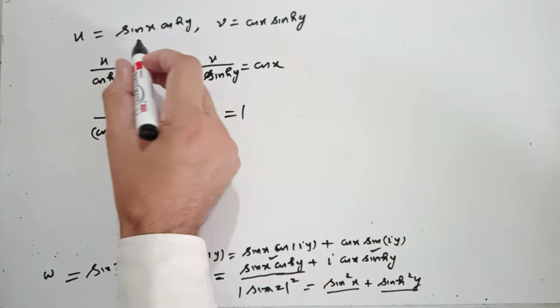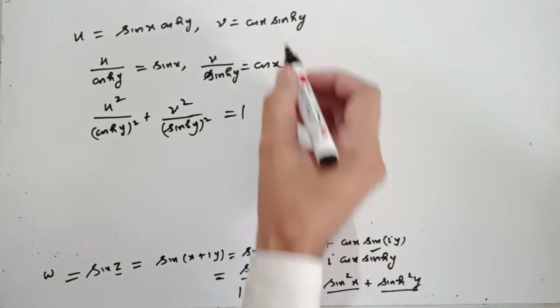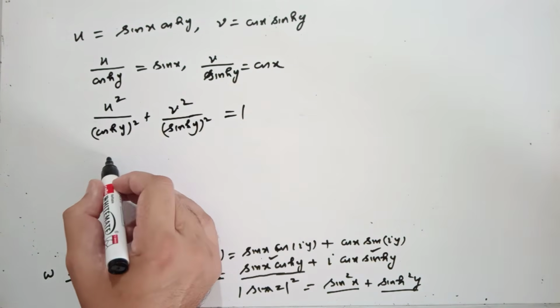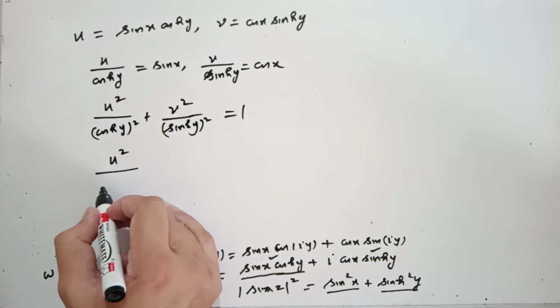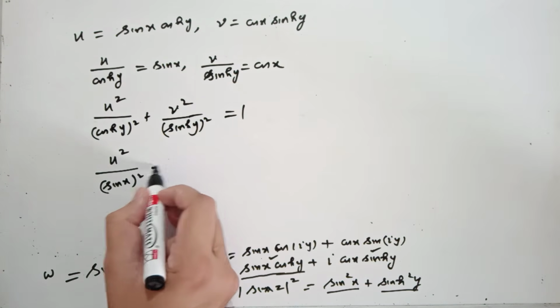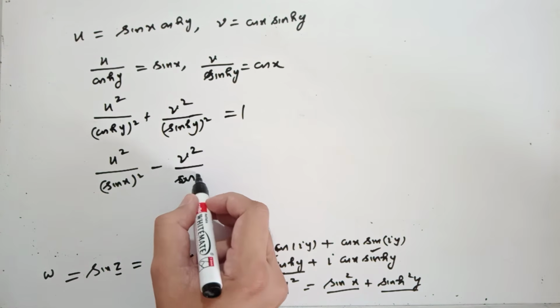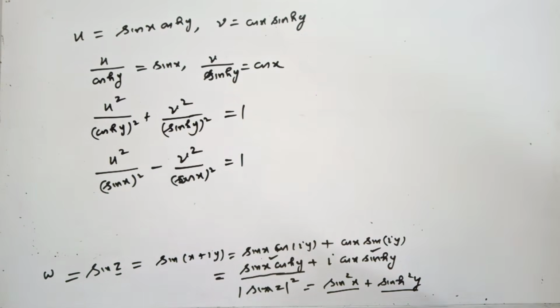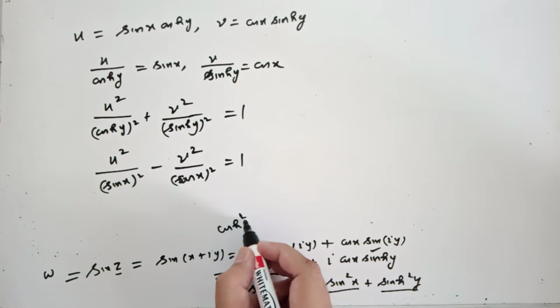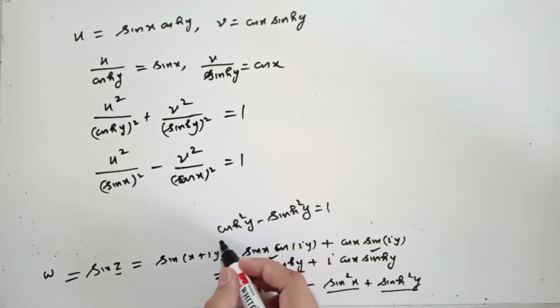Likewise, if I separate u over sin x from it and v over cos x from it, square and subtract, I get u square over sin x whole square minus v square over cos x whole square equal to 1, because cos hyperbolic square y minus sin hyperbolic square y is 1. If you know hyperbolic functions, it's easy to verify.